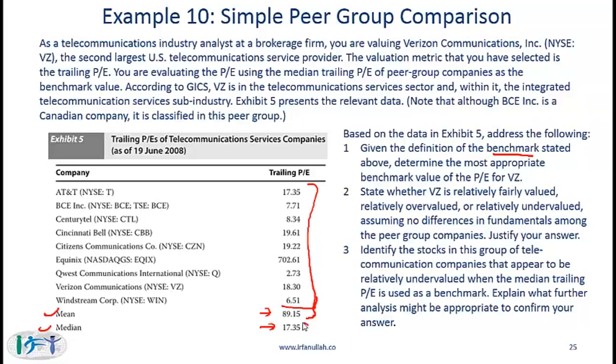Clearly here, the median makes sense, because the mean is heavily influenced by this huge outlier. So when you are using a benchmark, you don't want to use the mean in this context. If the mean and median are close to each other, then it might make sense. But here, clearly the appropriate benchmark is the median and not the mean. Okay, that's major point number one.